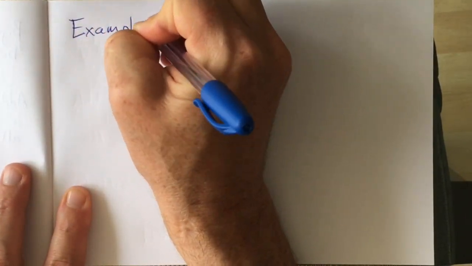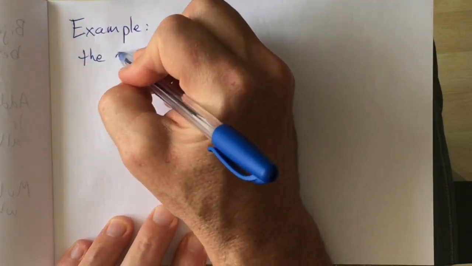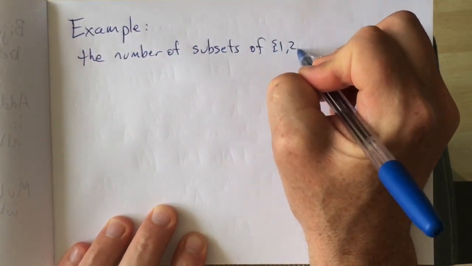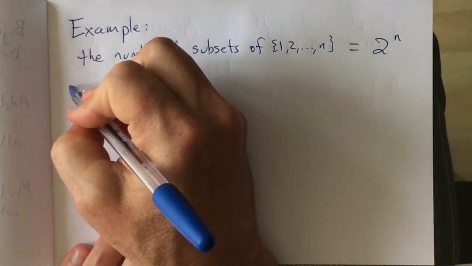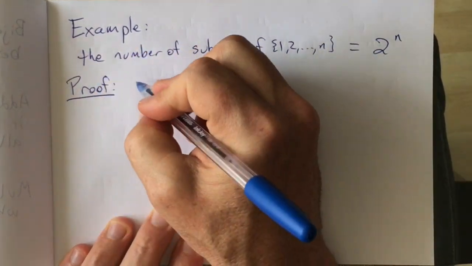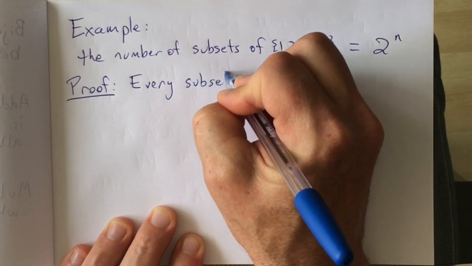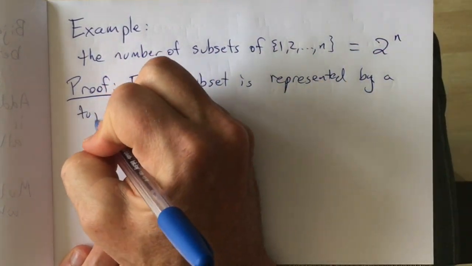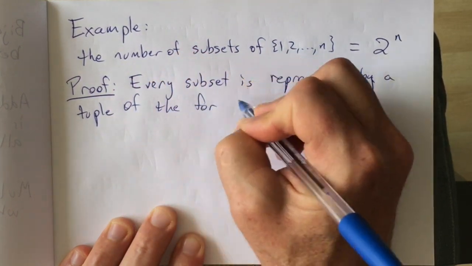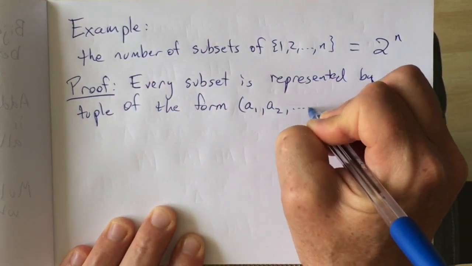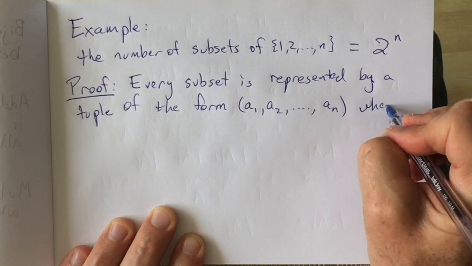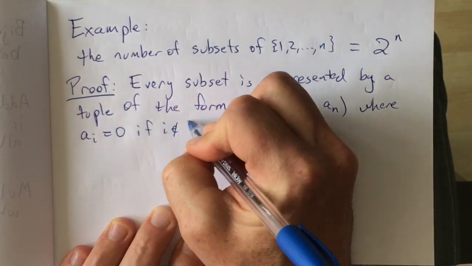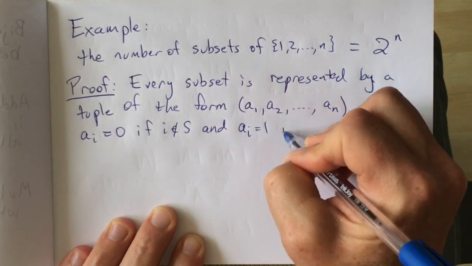Let me give an example of how these three principles are used. It's simple, but hopefully it demonstrates how they are used quite subtly. Say that we want to argue that the number of subsets of the integers 1 through n is equal to 2 to the n. We note that every subset S can be represented by a tuple of zeros and ones, A1, A2, up through An, where A_i is equal to 0 if i is not in S, and A_i is equal to 1 if i is in S.